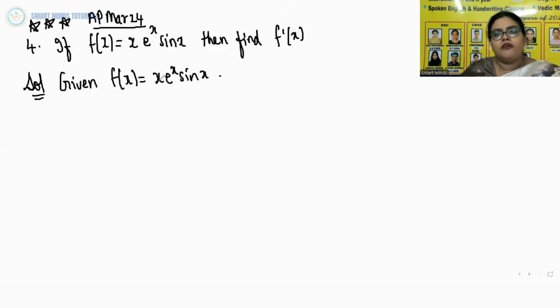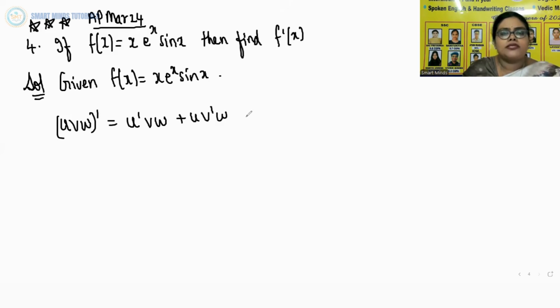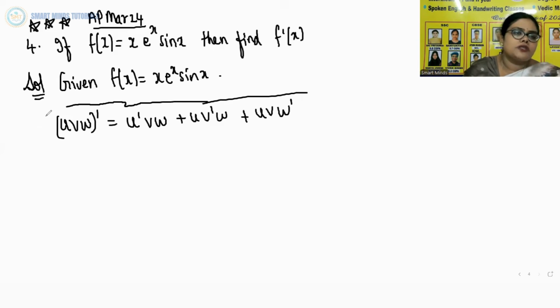Here you have a product of three functions. If two functions were there, we were using the uv rule, and now when three functions are there, we use the uvw rule. The derivative of uvw is: first differentiate u, write v and w as it is. Then differentiate v, write u and w as it is. Then differentiate w, write u and v as it is. This is the product rule for three functions.